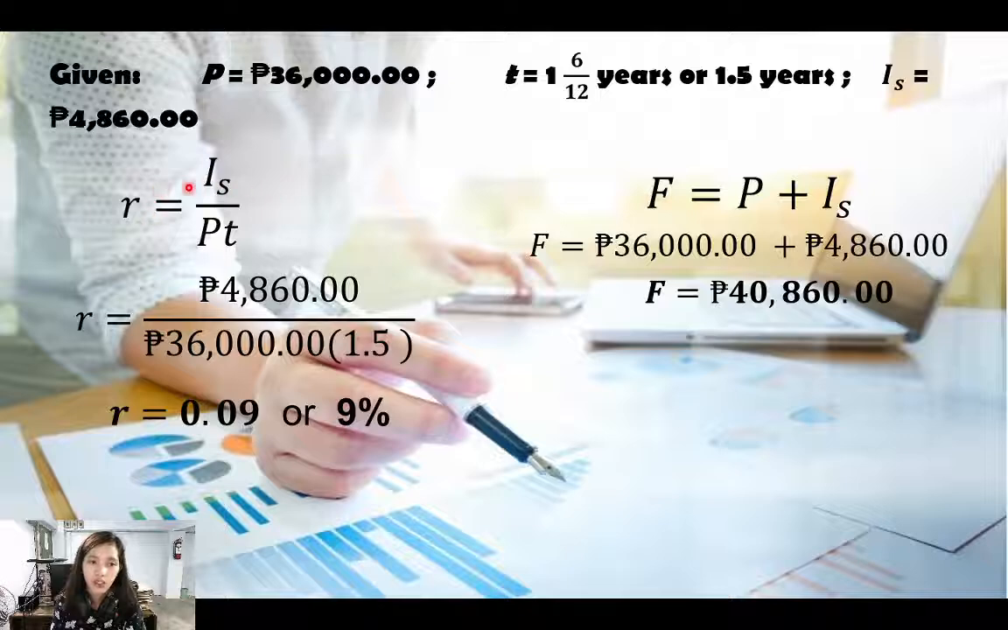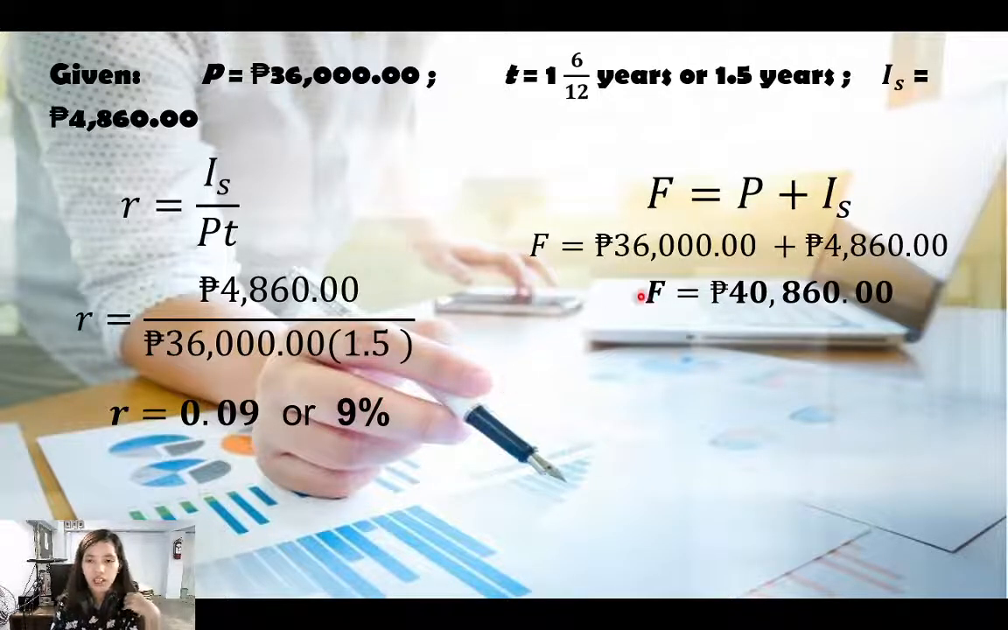So, this is the formula for finding the rate. Substitute the simple interest, 4,860 here. Then, substitute the principal, 36,000. And substitute the time, 1.5. So, 36,000 times 1.5, ilalagay po yung result. Then, 4,860 divided by the result of this product. Now, we will have 0.09 or convert natin siya sa percent form. It is 9%.